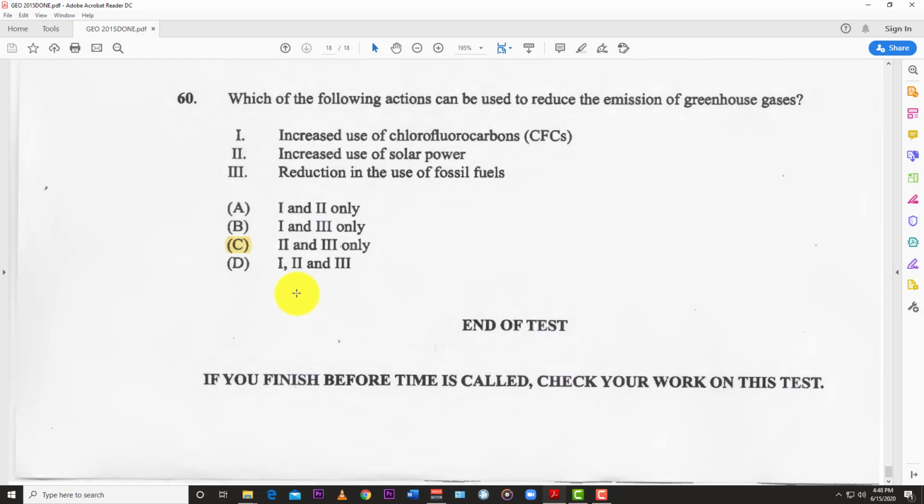Alright, so that's it for this May-June 2015 CSEC Geography Paper 1.